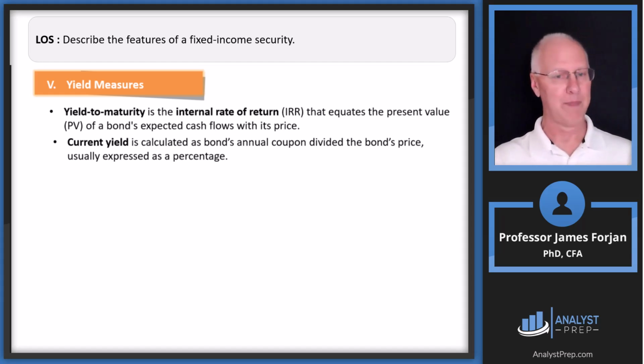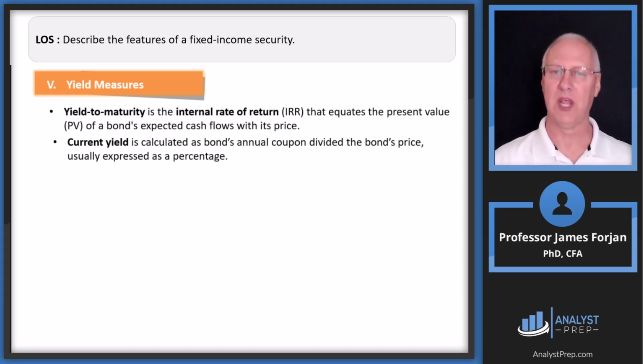But what happens to yield to maturity over time? Sometimes it goes up and sometimes it goes down. That in and of itself causes the price of the bond to change from that original $1,000 that we computed just a few moments ago.